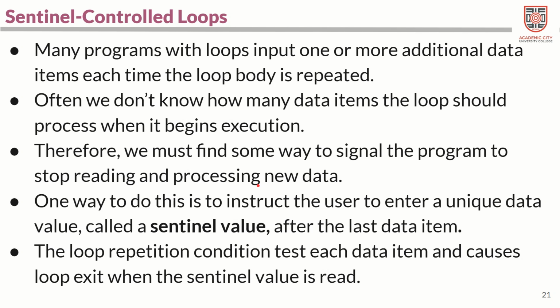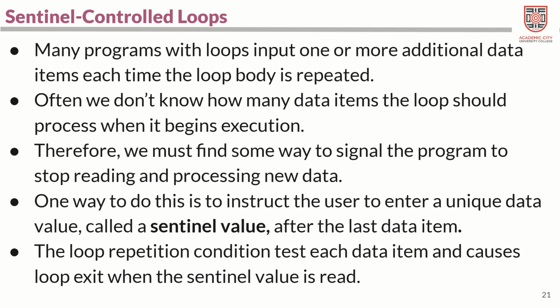So let's talk about Sentinel. Many programs have loops that input one or more additional data items each time the loop body is repeated. I don't know if I explained this to you guys before: the Sentinel is a unique value that you enter that causes the program to stop or come to a halt. So you can write a program and tell the person, enter a number, and enter 0 to stop the code. Enter a number, enter -1 to stop the program. So the -1 or 0 becomes the Sentinel, in the sense that immediately a 0 or -1 is entered, the program has to come to a halt.